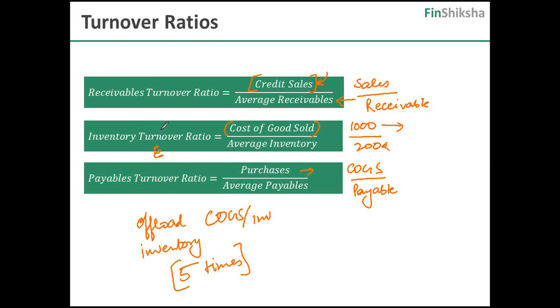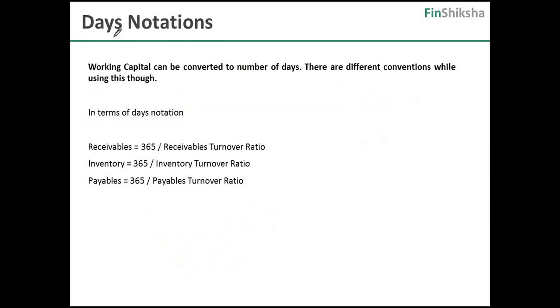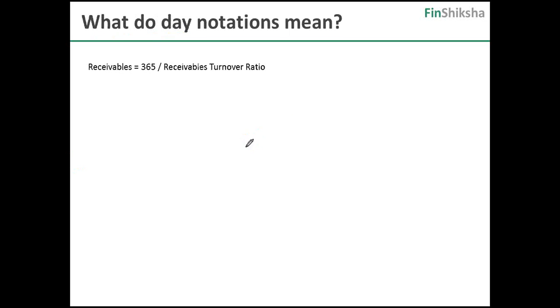Now turnover ratios can also be shown in terms of days notations. So we have things like days sales outstanding, days inventory outstanding, and days payables outstanding. What do we do? We effectively take 365 and divide it by the respective turnover ratio. So if we are looking at receivables, we will take receivables turnover ratio. If we are looking at inventory, we'll look at inventory turnover ratio. Now, what does this mean effectively? So let's try and understand that using an example.